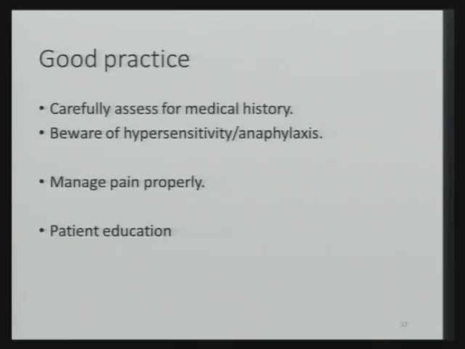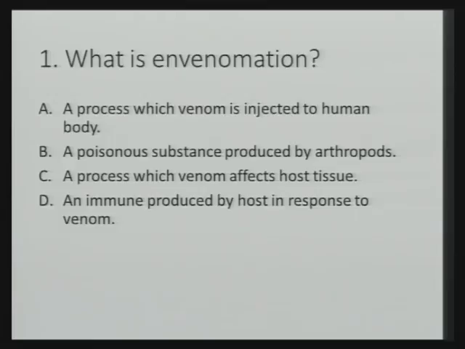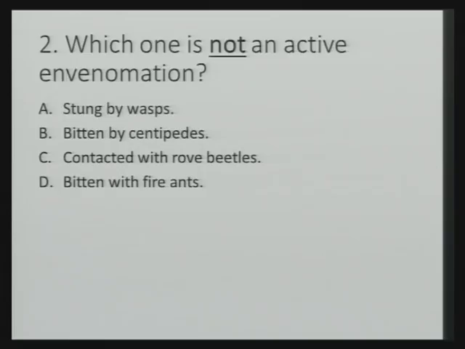Okay, so let's get back to the quiz. Let's do it together. Okay, what is envenomation? It's a process, right, in which venom is injected into the human body. Mark yourself. What is a poisonous substance produced by arthropods? This is venom. This is immune response. Which one is not an active envenomation? Which one? Contact with roof beetles.